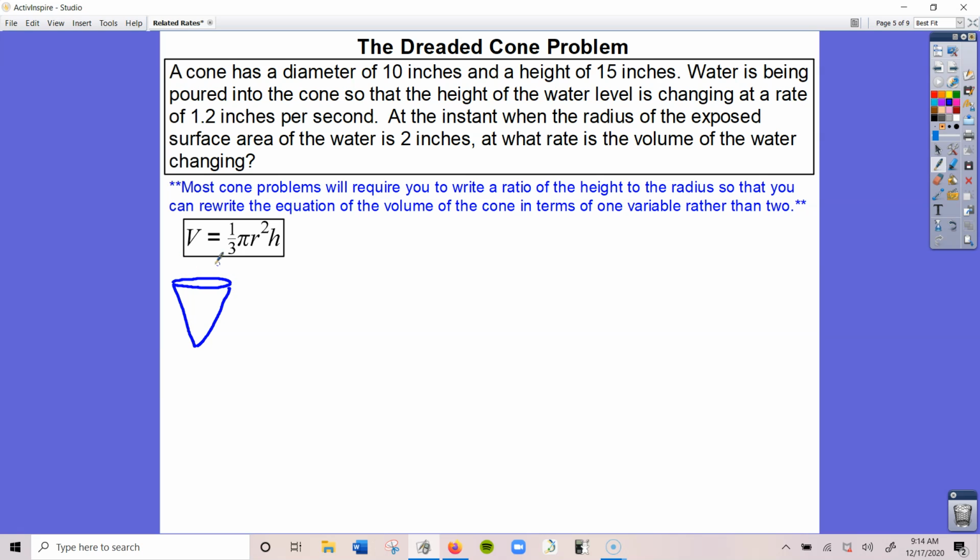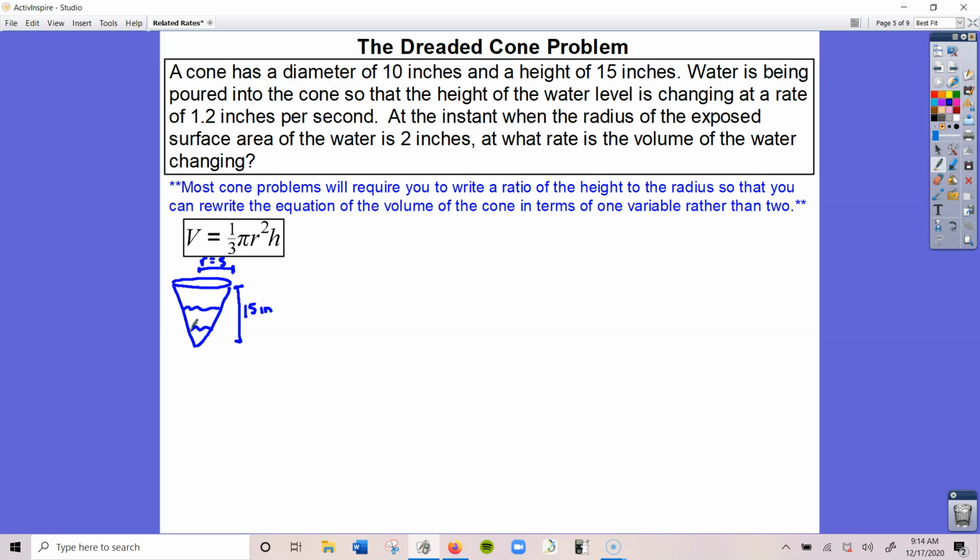We are told that the diameter is 10 inches, but we never use the diameter. We only use the radius. So that means that the radius is equal to 5 and the height is 15. Now, no matter where you go on the cone, if water is being poured into the cone, both the radius and the height are always changing. So R and H are both variables.